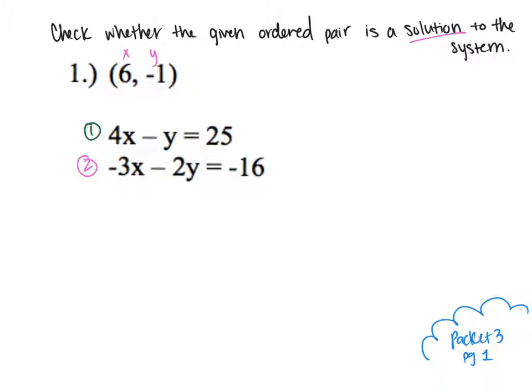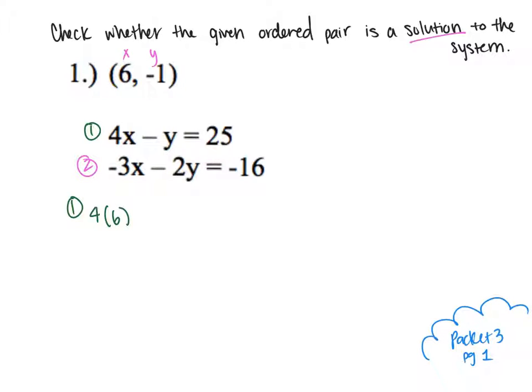The way we're going to know is if we plug them in and it actually gives that number on the other side of the equal sign. So if I plug in 6 and -1, do I actually get 25? And if I plug it into the second one, do I actually get -16? The best way is to plug it in, work it out, and see if I get those actual values. So I'm going to start with the first equation.